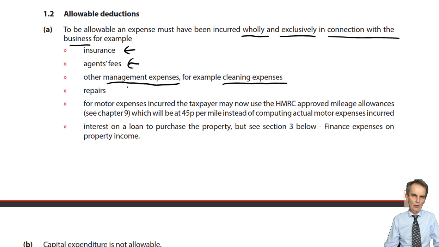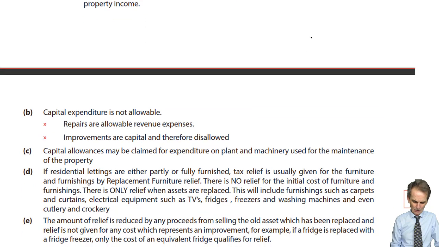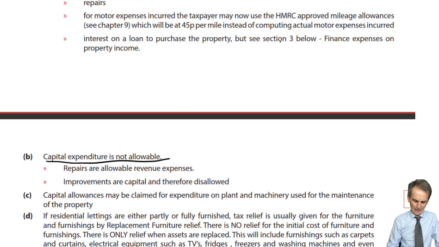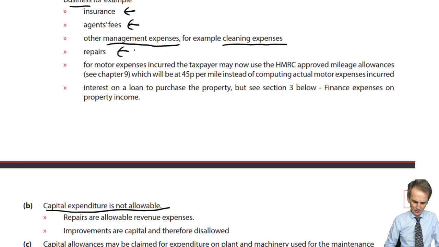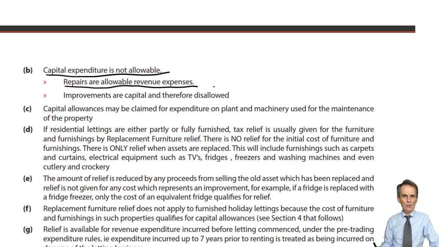Repairs and redecorations there. Now, what we'll see in a moment, and it's something that's true, again, not just with property income, but with trading income as well, is that what's going to be allowable as an expense against income is revenue expenditure, not capital expenditure. Again, if we look down at the next note, capital expenditure is not allowable. But repairs, that's fine. Repairs are allowable revenue expenses.